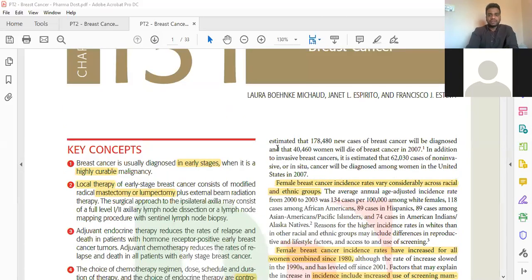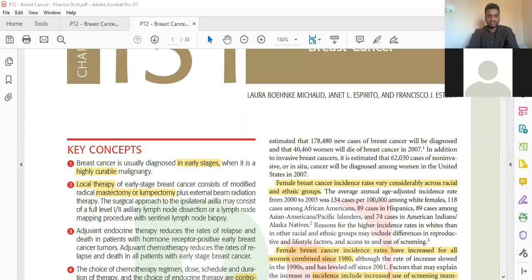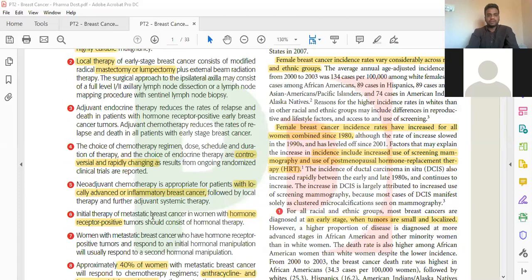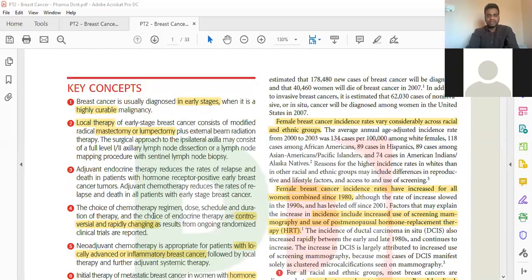So let's start. I will be teaching from this PDF from the DiPiro, the standard textbook that you are supposed to follow. At the beginning of each chapter in the DiPiro, if you have noted, there are these key concepts. At the end of this chapter, you need to understand these 10 key concepts, so I'll quickly tell you what these 10 key points are.